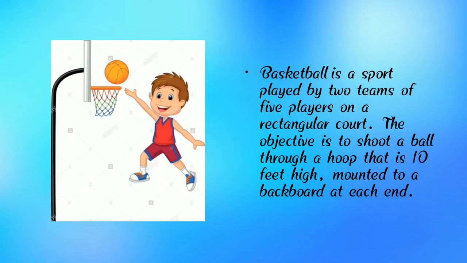Basketball is a sport played by two teams of 5 players on a rectangular court. The objective is to shoot a ball through a hoop that is 10 feet high and mounted to a backboard at each end. Here we can see an orange ball and net.